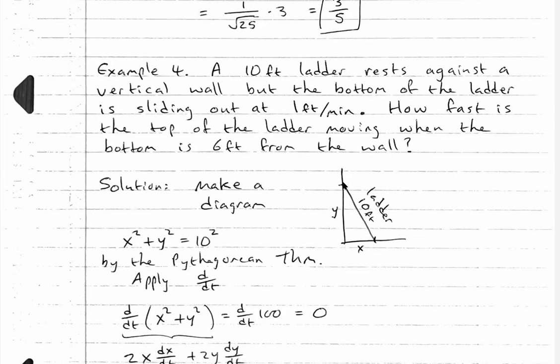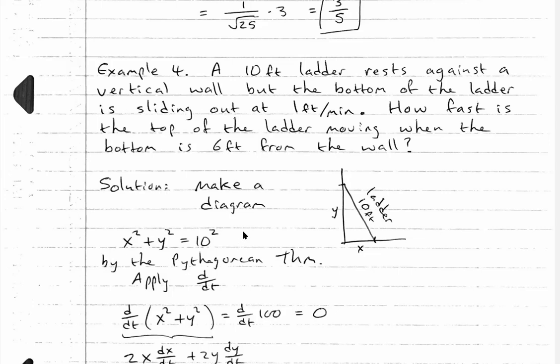Okay, so we certainly have a right angled triangle if this wall is straight. So we can use the Pythagorean theorem. a squared plus b squared equals c squared. The hypotenuse here is 10. The units are feet. So let x be the distance from the bottom of the ladder to the wall, y the distance from the ground to the top of the ladder. All right, so this is the equation we're dealing with.